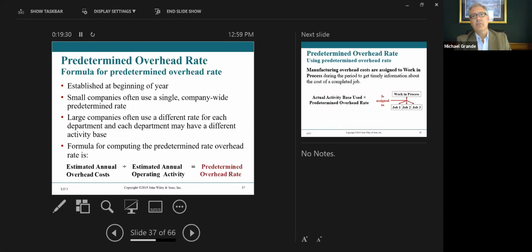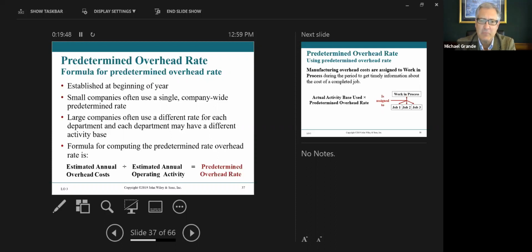The predetermined overhead rate is established at the beginning of the year. Small companies often use a single company-wide predetermined rate. Large companies often use a different rate for each department. Here's the formula. You want to commit this formula to memory.